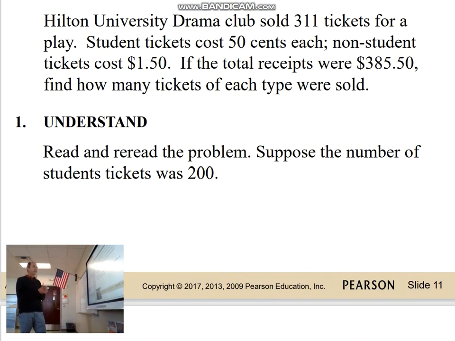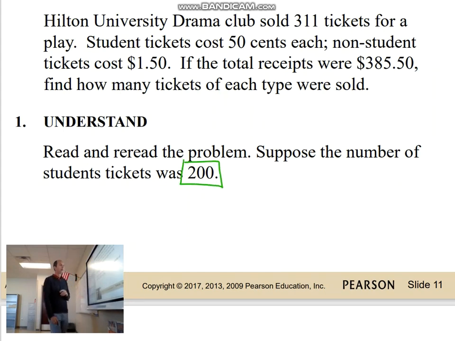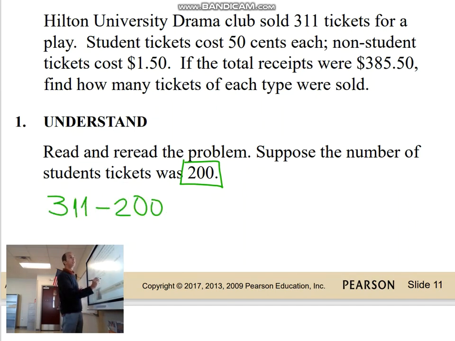Again, understand the problem first. Read, reread. You can suppose, you can just guess. Guess that the number of student tickets was 200. Let's say the number was 200, and then check what happens. If 200 is the number of student tickets, the non-student will be 311 minus 200. This is non-student, right? Is 111.